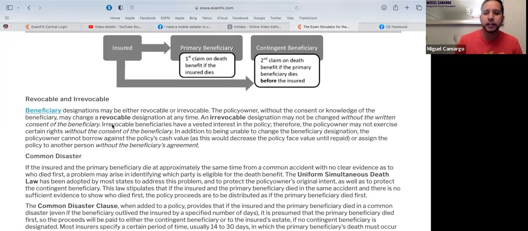Revocable beneficiaries. This is when the policy owner can change the beneficiary at any time. They say, hey, listen, I don't like you no more, we're going to change the beneficiary. Now, irrevocable. You can't change the beneficiary unless you have the beneficiary's written permission.